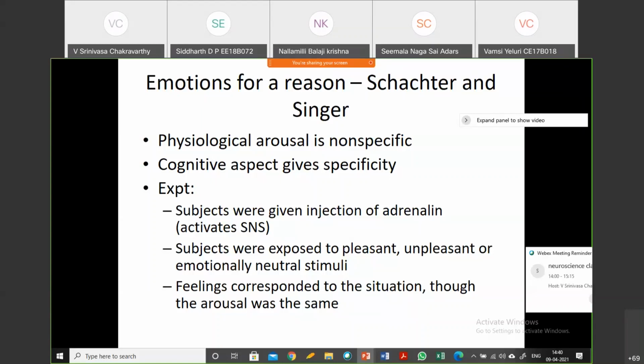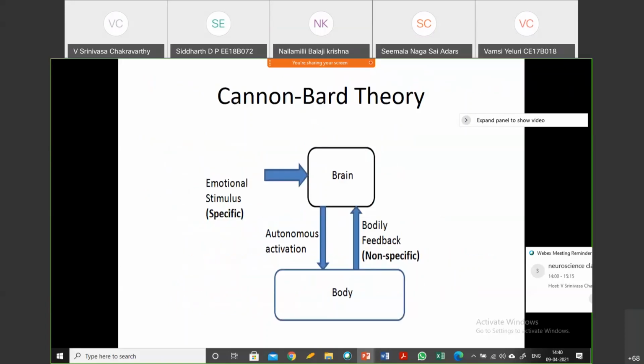So in answer to that very important question, these two guys, Schachter and Singer, plugged that missing gap and said that it is a cognitive aspect that gives specificity. So what does it mean? The physiological response is the same in all sorts of emotions, but at the cognitive level, right?